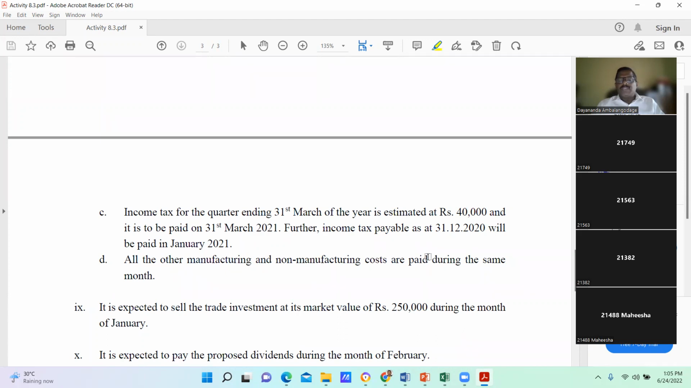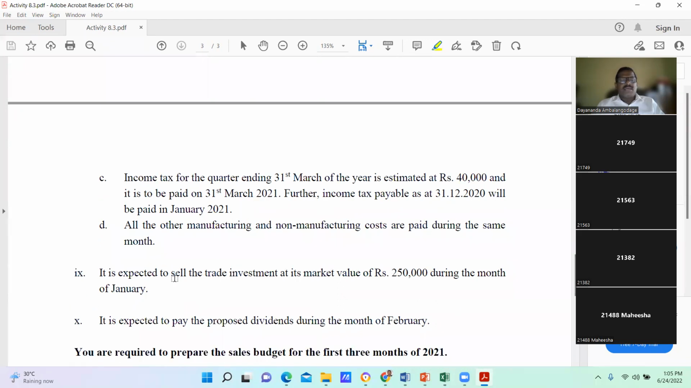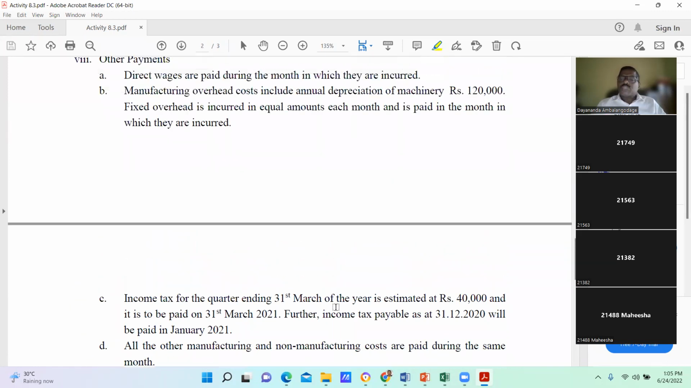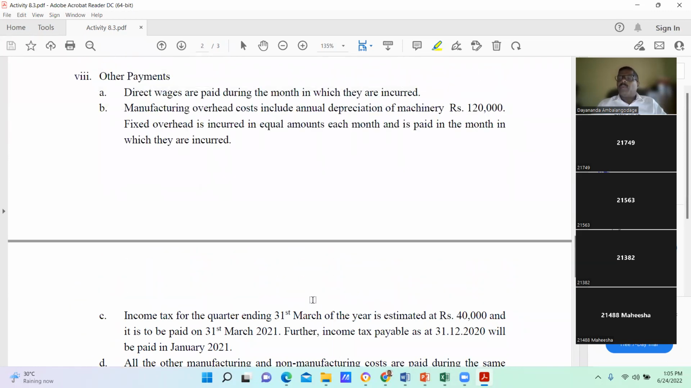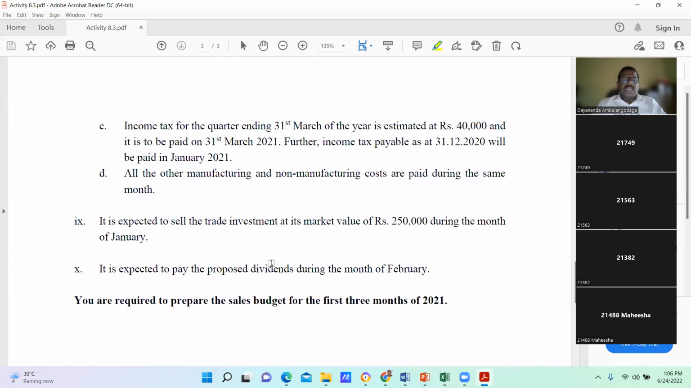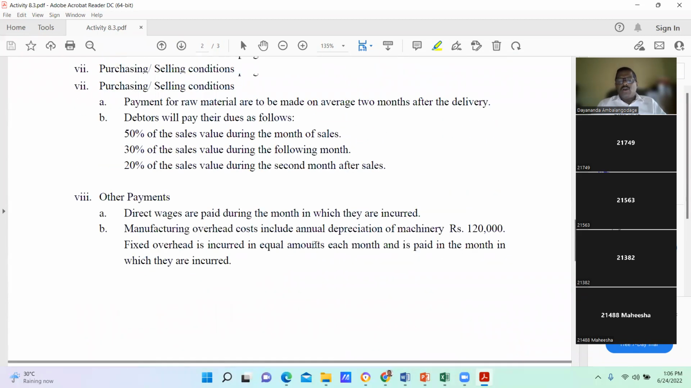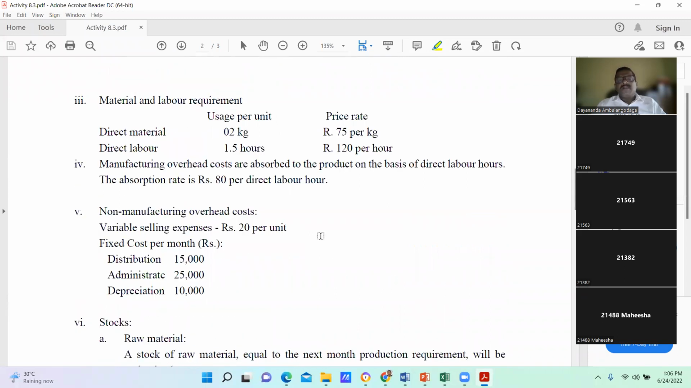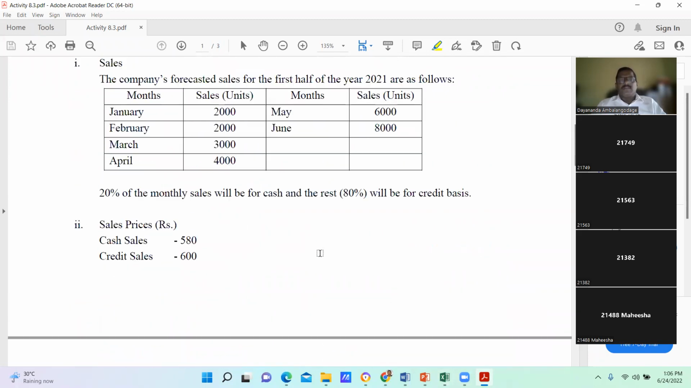All other non-manufacturing costs are paid in the same month. It is expected to trade investments of 250, and the investment will be sold for 250, which was in the balance sheet, so there is a 50 rupee profit. It is expected to pay the proposed dividend during the month of February. Cash payment timing is important for preparing the cash budget, so we will prepare all the functional budgets first of all.